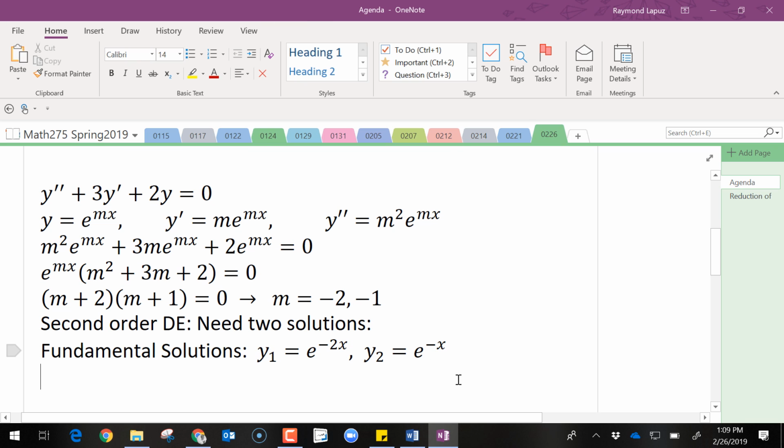So if I were to ask you what the general solution was, remember what happens with the fundamental solutions. A fundamental solution set is just a collection of functions that would solve the differential equation. If I were to ask you for the general solution, what would the general solution be?